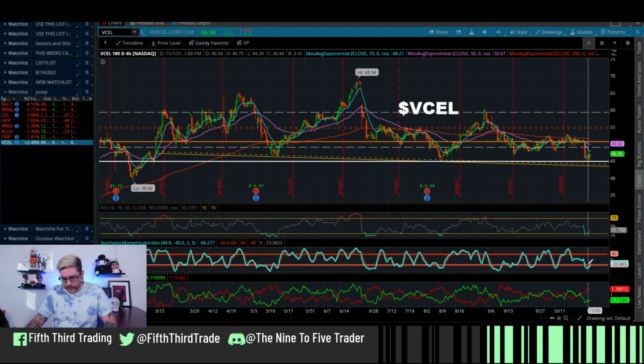RSI low, stochastic low, bulls low, bears high. Me and my will to live is now high because this is a great play. VCEL, I love what I see. Easy play, easy downtrend, easy support. What more could you want?